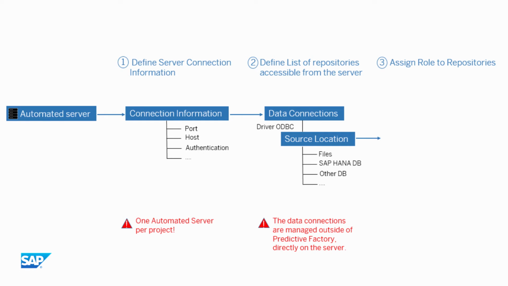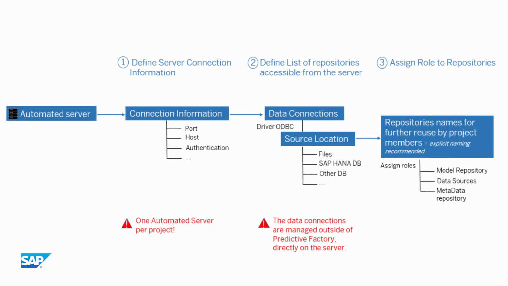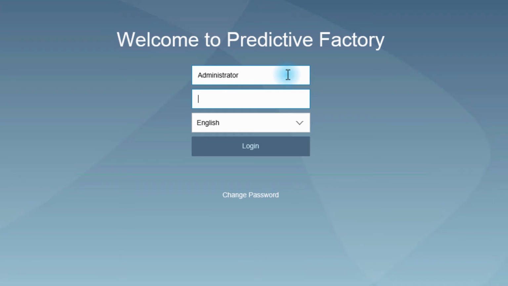And finally, you assign roles to repositories. These roles could be model repository, data sources, or metadata repositories. You have to identify the repositories for the project members so that the name must be unique and meaningful. But let's have a look directly in Predictive Factory.